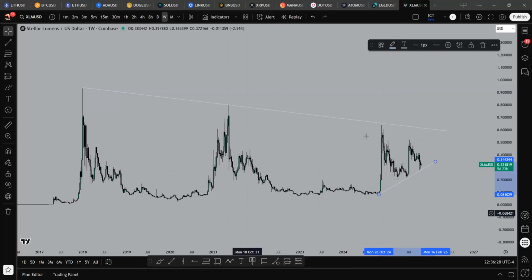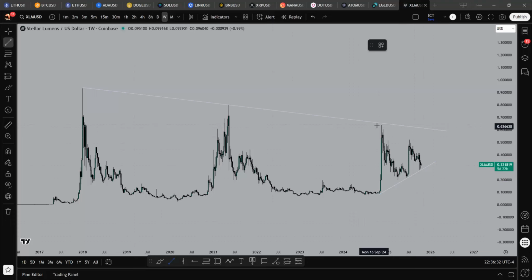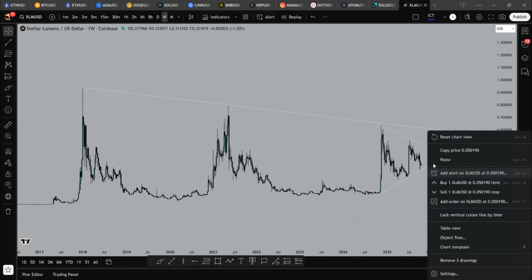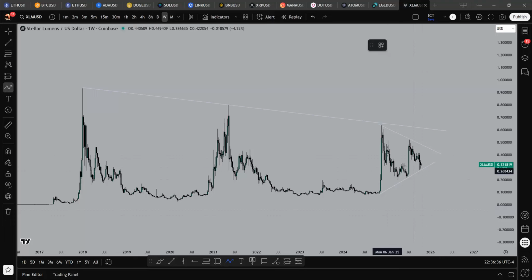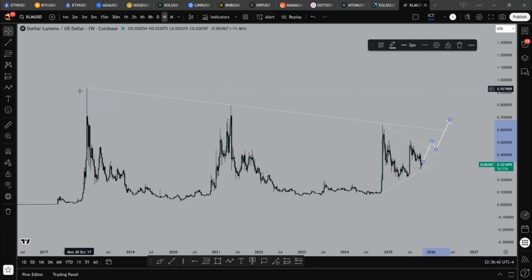Of course, if you can break out of the higher trend line up here, or perhaps a little bit earlier, break out of this trend line right here, you're going to be in really good shape. Target very clearly the swing high.